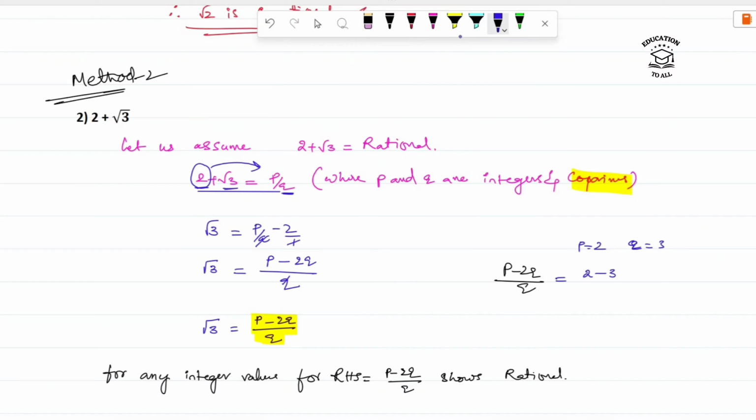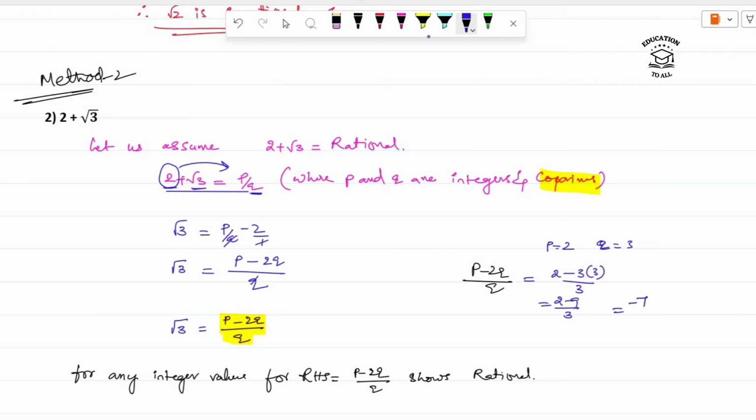2 minus 3 into 3 by 3. 2 minus 9 by 3. And it will be minus 7 by 3. So minus 7 by 3, can I say it's rational? Definitely it's rational. So we can conclude for any integer values, the RHS always shows rational only.